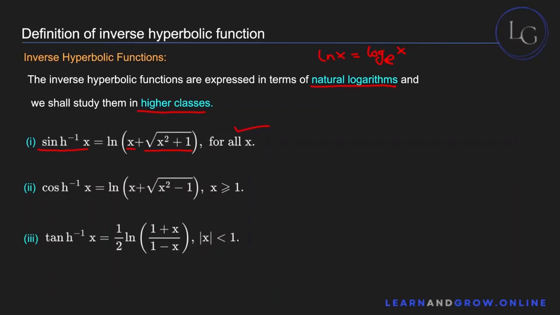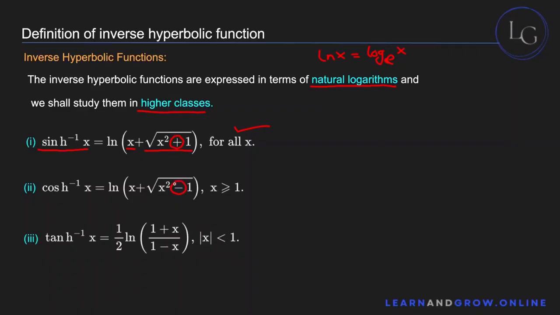Now, cos hyperbolic inverse of x. The difference, again, as you remember, in the normal hyperbolic functions, the difference between the sine hyperbolic function and the cos hyperbolic function was just a single addition and subtraction sign. Similarly here, you have this positive sign in the sine hyperbolic inverse function and this negative sign in the cos hyperbolic inverse function. And otherwise, it's the same.